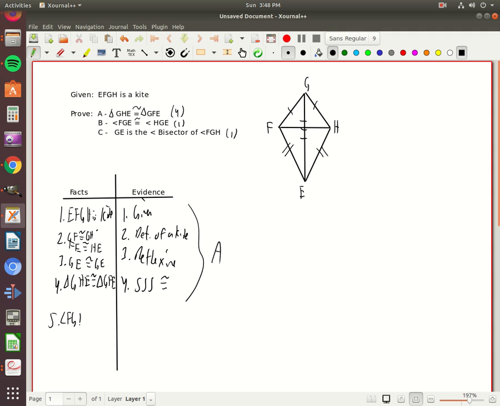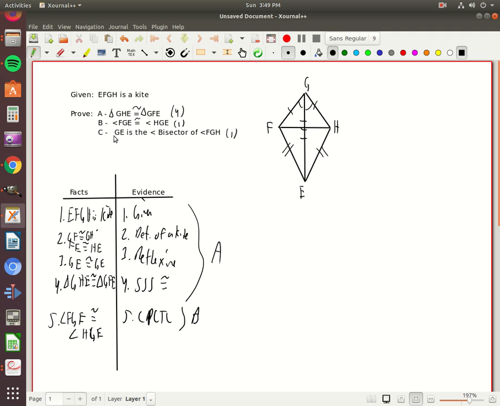Angle FGE is congruent to angle HGE. And I know that's true because of CPCTC. So that was part B. By the way, you can't just go straight to part B. You had to do steps 1 through 4 before you could do step 5. But I now know that these are congruent.